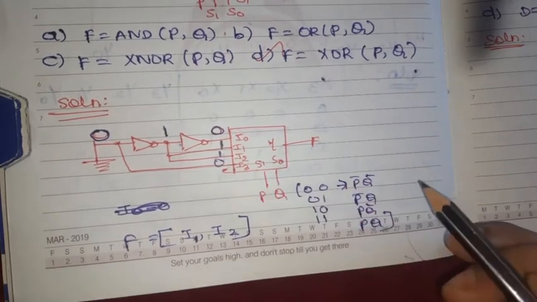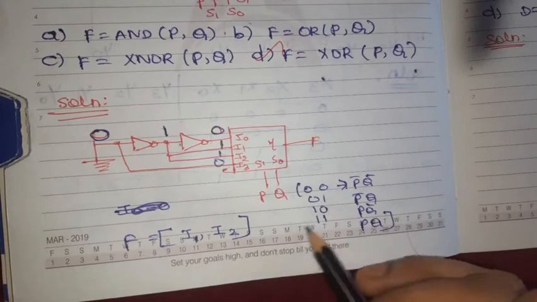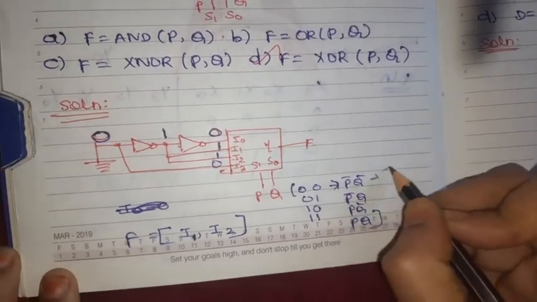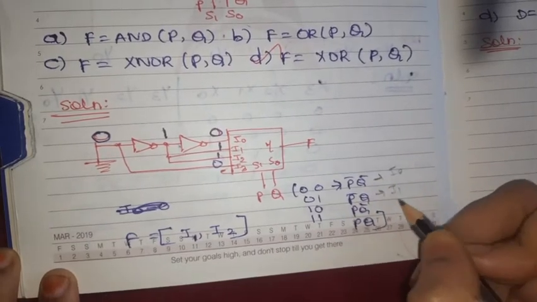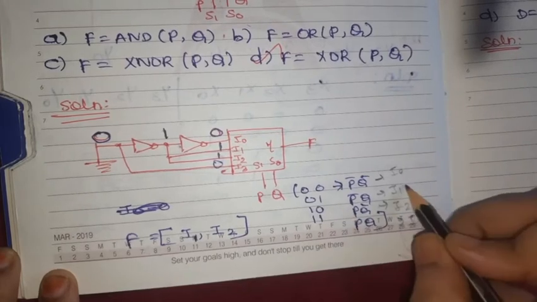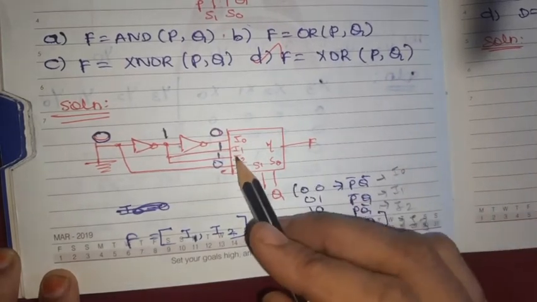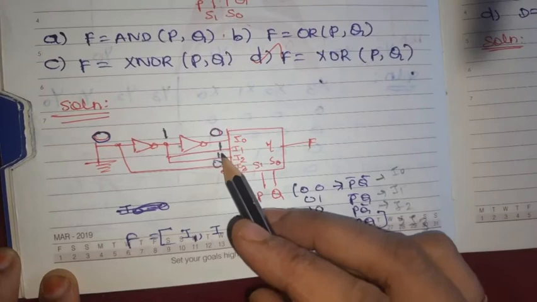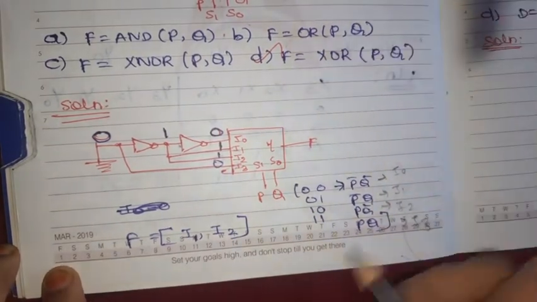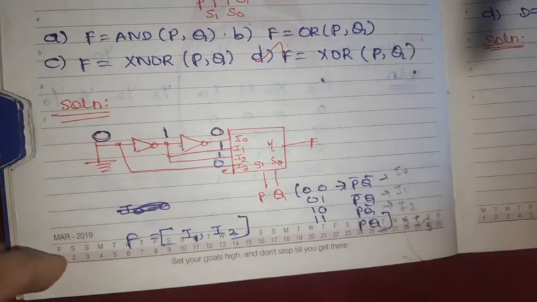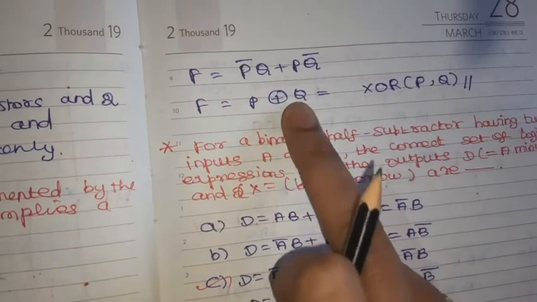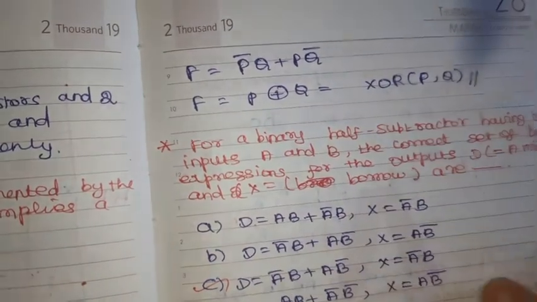So this is I0, I1, I2, I3 with values 0, 1, 1, 0. Only for I1 and I2 will the output be 1. I1 means P bar Q, then I2 means P Q bar. So F is equal to P bar Q plus P Q bar. F equal to P XOR Q. So XOR of P comma Q.